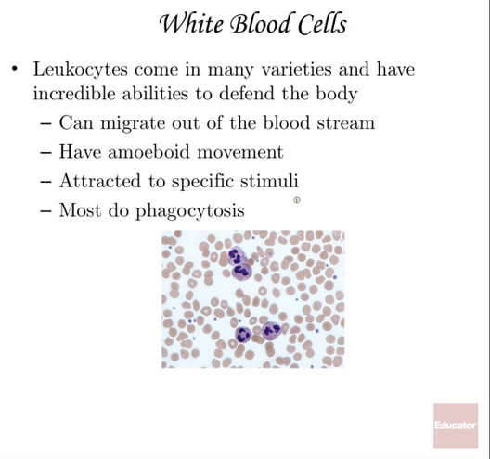They're attracted to specific stimuli. Depending on which white blood cells you're talking about, they're able to home in on certain kinds of foreign bodies: bacteria, certain viruses, even parasites. And most of them do phagocytosis, which means cell eating. It's a form of endocytosis where they wrap their plasma membrane around that foreign body, taking it in, and then that little sac, which now contains the bacteria or what have you, will fuse with lysosomes, little cellular organelles that have enzymes that can digest that particular foreign invader and kill it. So those are some abilities of white blood cells.